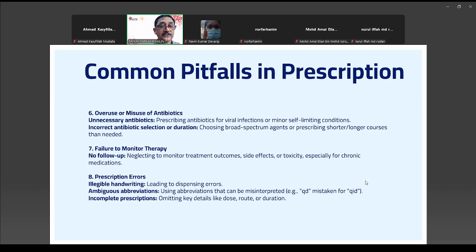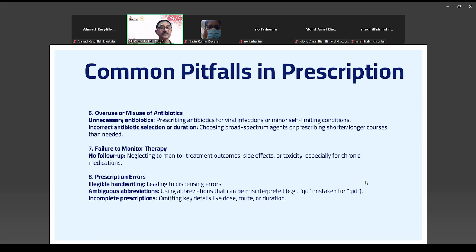Failure to monitor therapy. I will touch on this about the follow-up because when you give a medication, you need to follow up with the patient and you have to monitor. Sometimes certain medicines need monitoring, especially warfarin, although warfarin has now been replaced with newer generation drugs where monitoring is not necessary. But some medications, especially anticonvulsants, need to be monitored so that we can know whether the patient is having any toxicity or side effect to the medication.